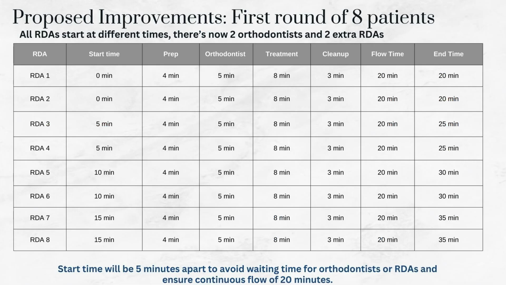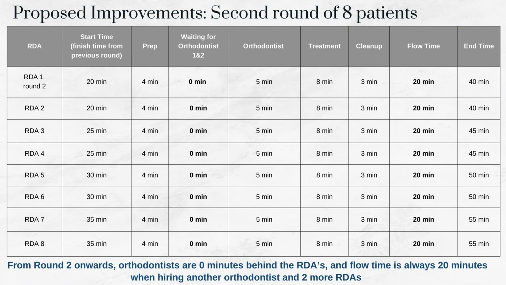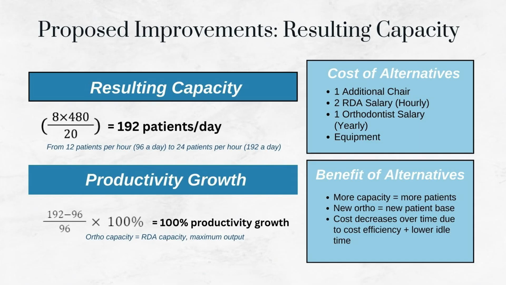We made these calculations utilizing this chart, where the flow time would always be 20 minutes even if the start and end times are different. Compared to the last chart of the current conditions, you can see that even after the second run of patients, the wait time will continue to be 0. And flow time will also continue to be 20 minutes.